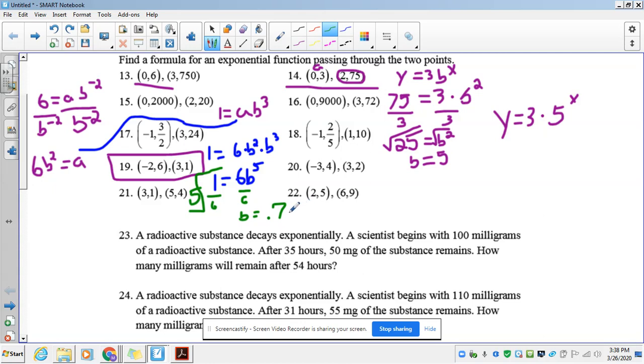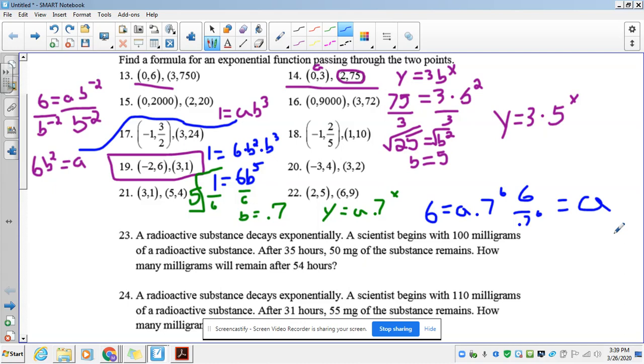Now that we have our b, we're not fully done yet because we still need to know what a is. So now I can use one of my points, it doesn't matter which one, and plug it in. So 6 is the y, A we are not sure, 0.7 to the 6th power. So I'm going to divide 6 by 0.7 to the 6th power. So 6 divided by 0.7 to the 6th power is going to be our A.